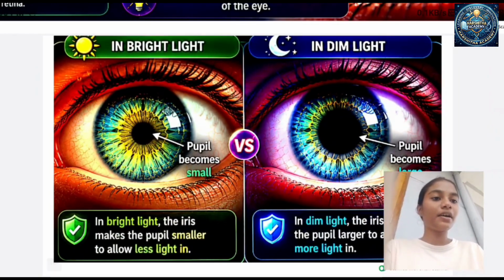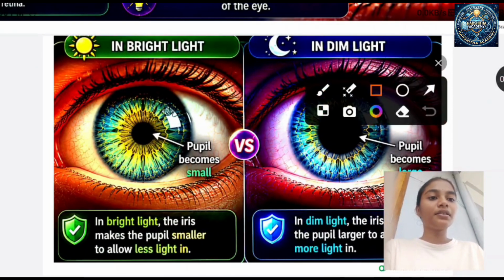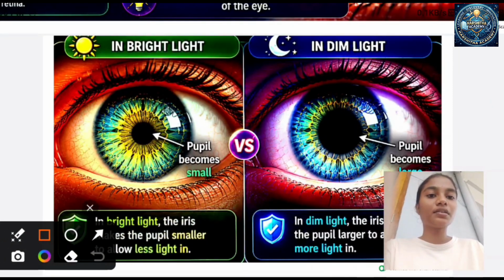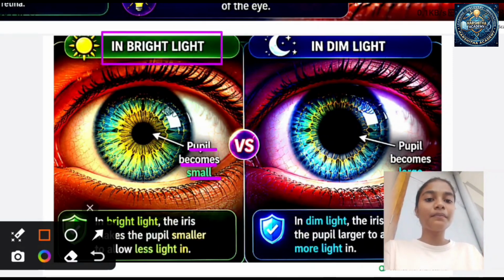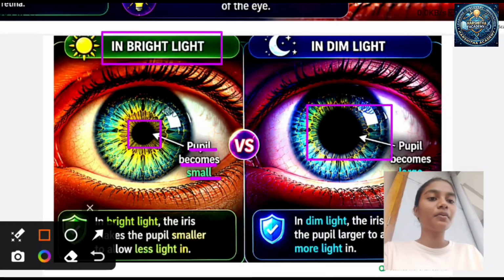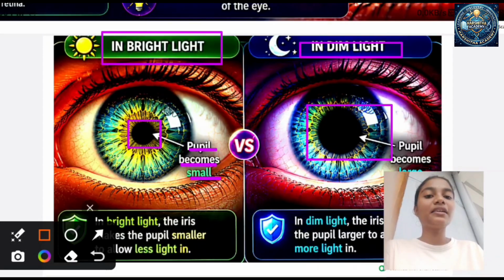So here we have the pupil. What is the pupil? The pupil is the opening where the light enters. Why does the pupil become small here? In bright light, you observe that the pupil becomes small. In this picture, the pupil becomes bigger. What is the cause of this difference? In dim light, the pupil becomes bigger. In bright light, the pupil becomes smaller.